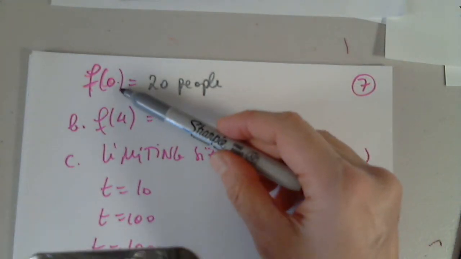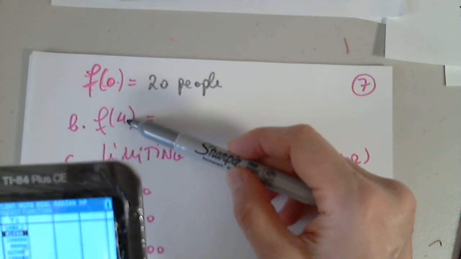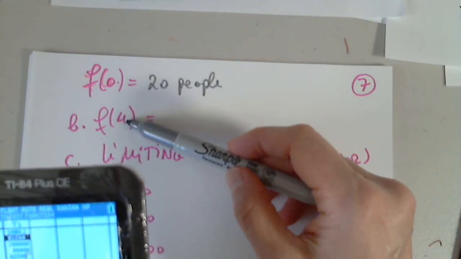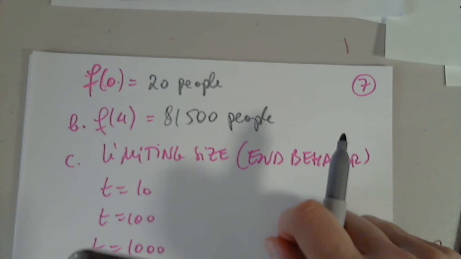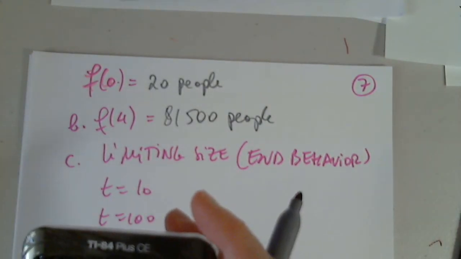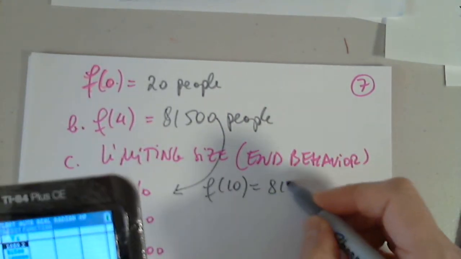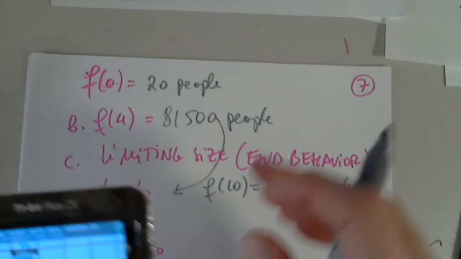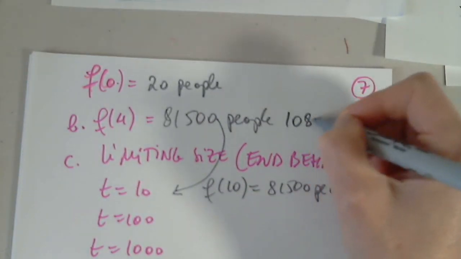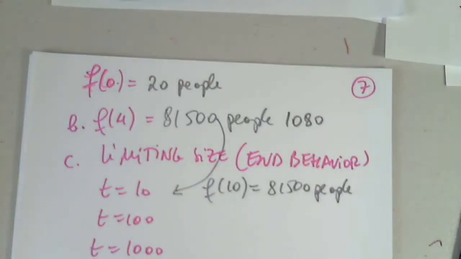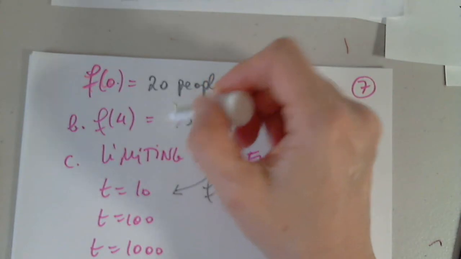So at the beginning, at 0, initial outbreak, 20 people. But look what happened in 4 weeks. 81,500 people got infected. Oh, no, I think that was 10. Sorry, this was for 10. So f of 10, I jumped. 81,500 people. And for 4 is 1,080, in 4 weeks. So, conclusion.